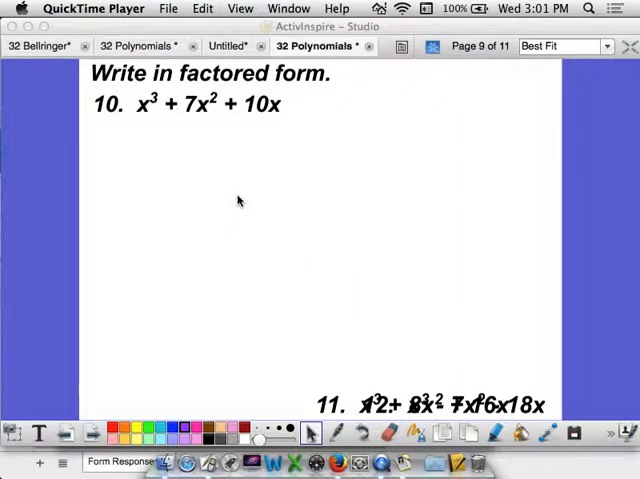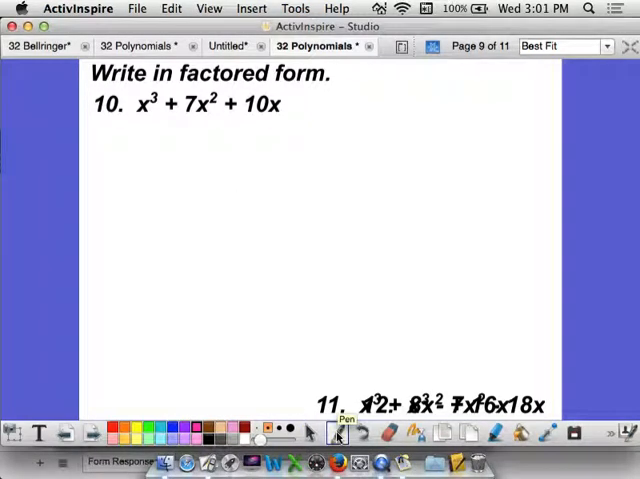Okay, continuing with factoring, we're on number 10. Again, I'm looking at this and I've got to determine if I have a greatest common factor. In this problem, I do have a greatest common factor. I'm going to come out in here and work. The common factor is x, so I'm going to factor out the x, and that leaves x squared plus 7x plus 10.